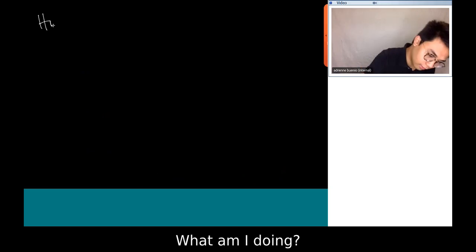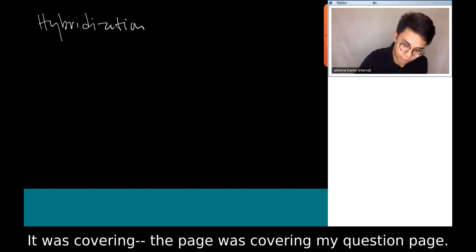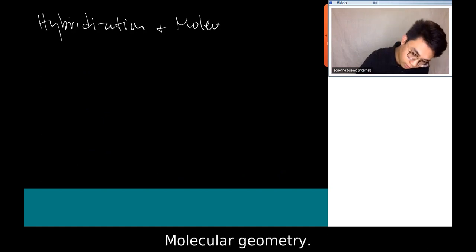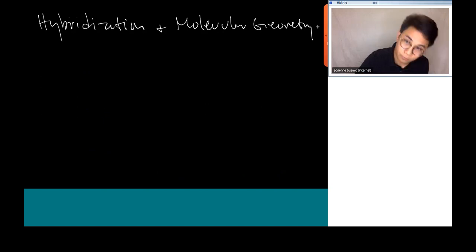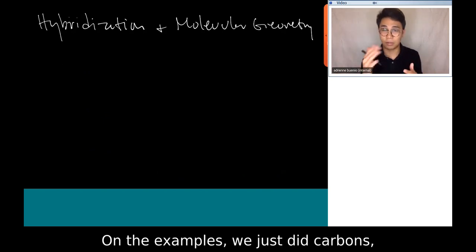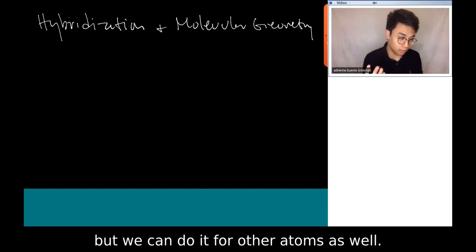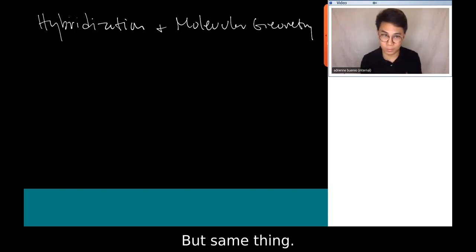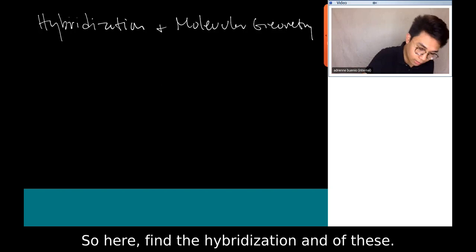Oh, actually, no, I have questions. Okay, what am I doing? Okay, hybridization. It was covering my question page. So, molecular geometry. And again, we can do these for stuff that aren't carbons, right? On the examples, we kind of just did carbons, but we can do it for other atoms as well. But same thing, right?